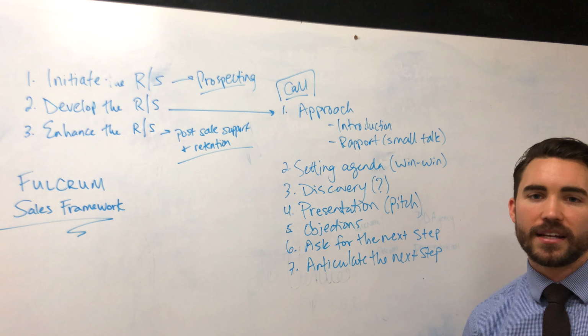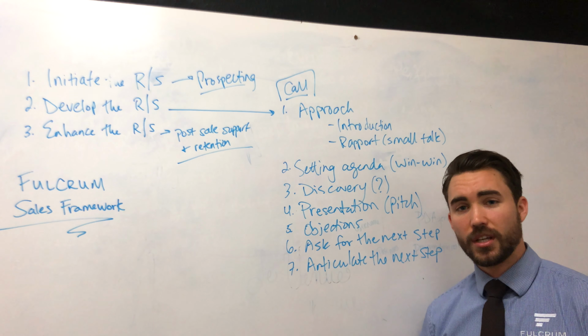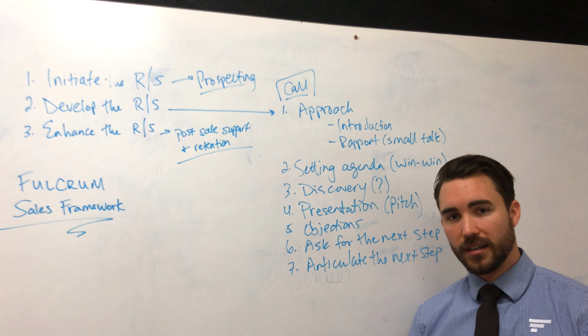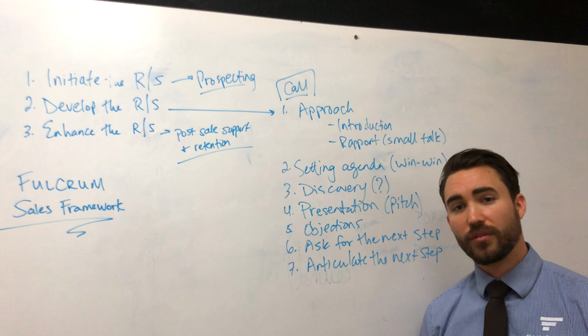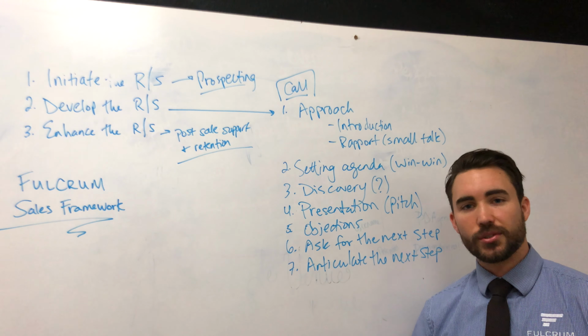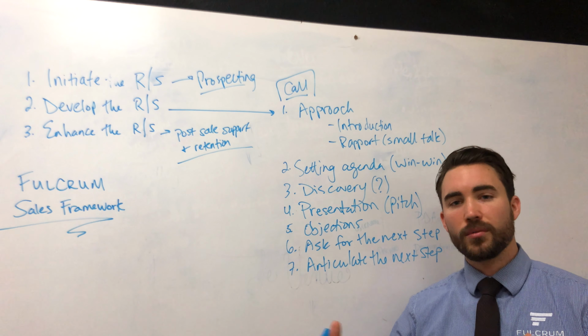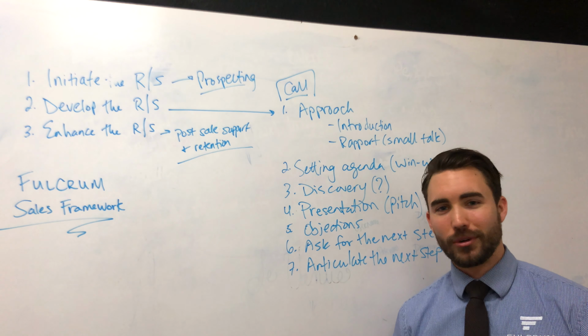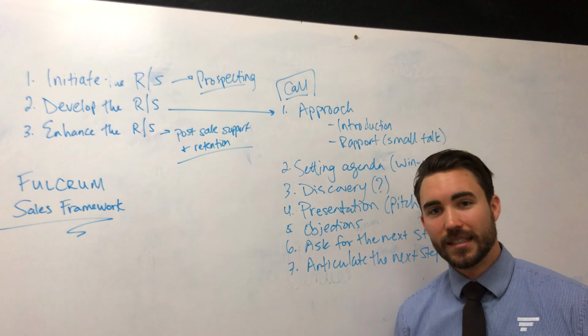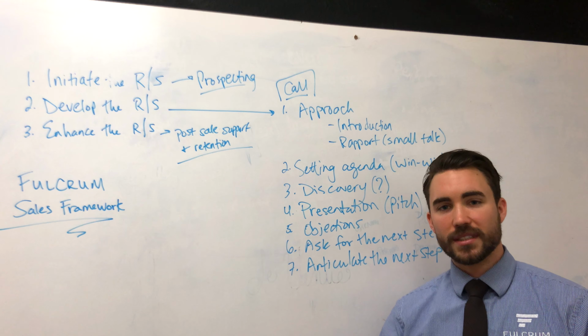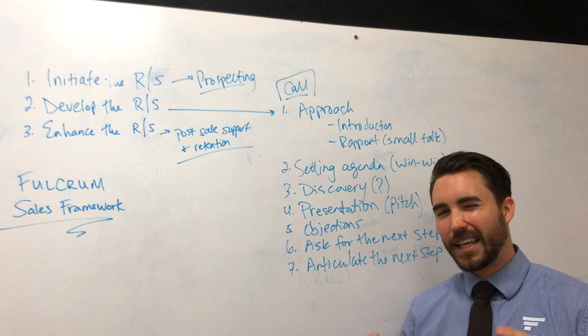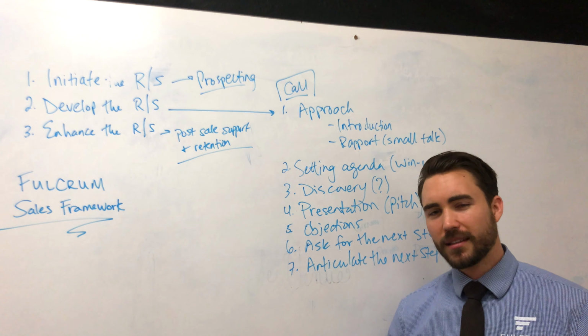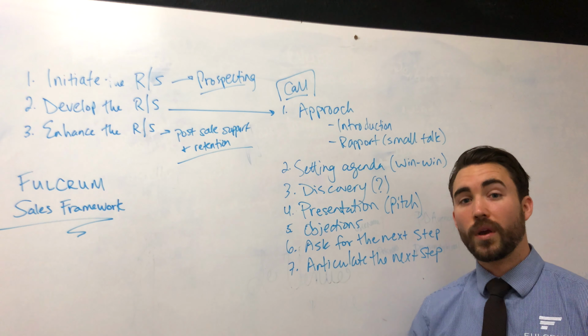Once you have that rapport developed, you want to move into setting an agenda. And this is something that a lot of salespeople forget to do. That agenda is really the goal of the call. Why are you meeting today? You'd be surprised to learn that a lot of prospects really don't know what the purpose of the meeting is. So by setting the purpose and setting the tone, you give them a good idea of what to expect. And so that agenda needs to be win-win.